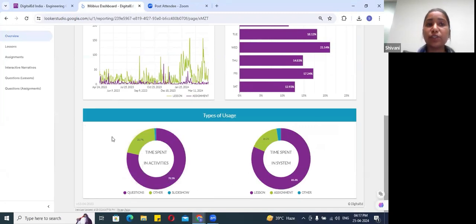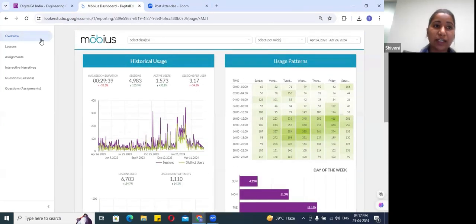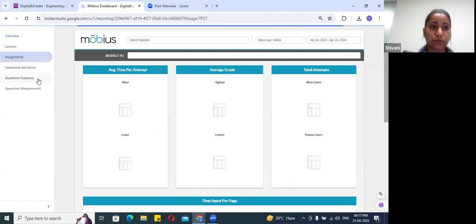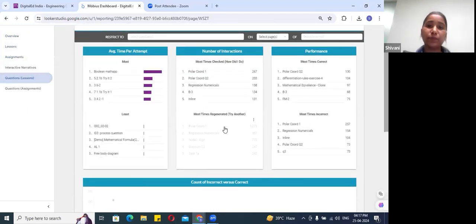These insights help when you want to make some interventions in your courses. And you can get as much detail as you want, in lessons, in assignments, in questions and lessons. For example, this particular problem is tried the most number of times, and on the other hand, this particular problem is answered incorrectly the most number of times. That means this is the problem. It may be that students don't understand this topic, so the very first thing you will do in the next class is explain this topic again.